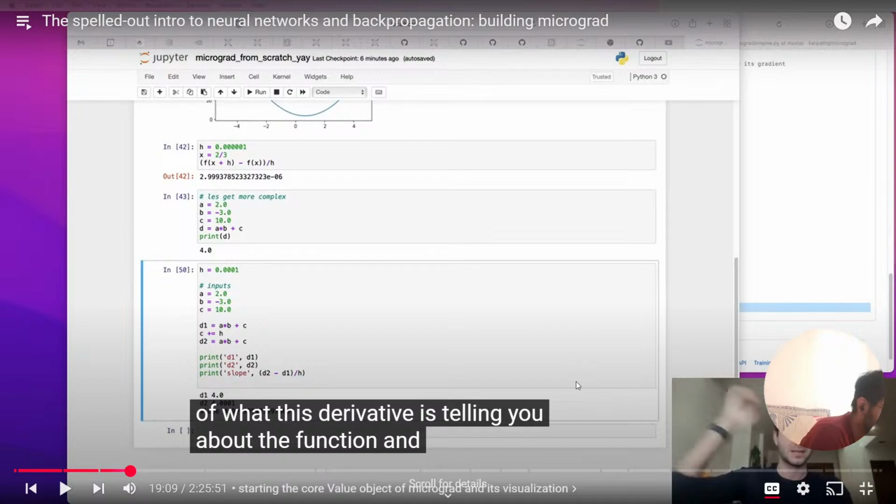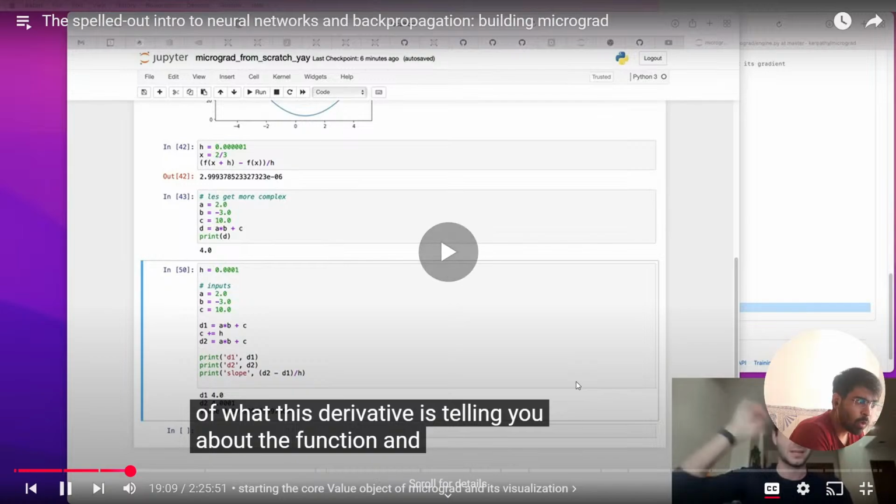But see, I got it that if I increase c by some amount, then it does have a direct relation with d. Okay, direct proportional relation with d. So d will also increase at the same rate. That's why it is 1.